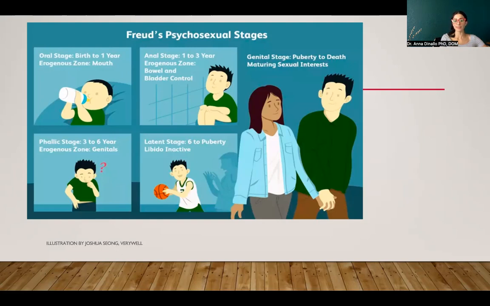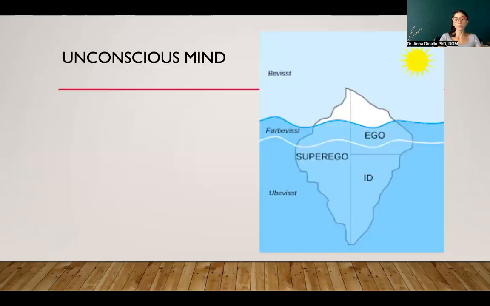So just take a moment, write these stages down. They're also listed in our textbook, but I just want to give you a moment to echo these. All right, so hopefully you have those down and then we'll just move on.